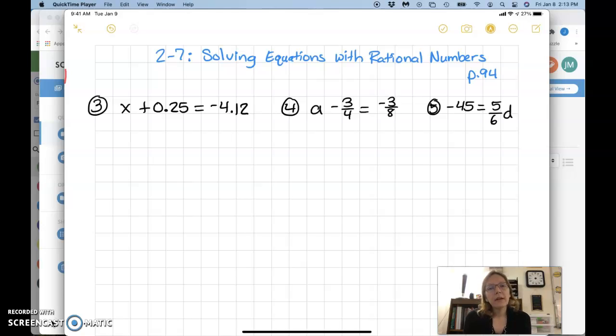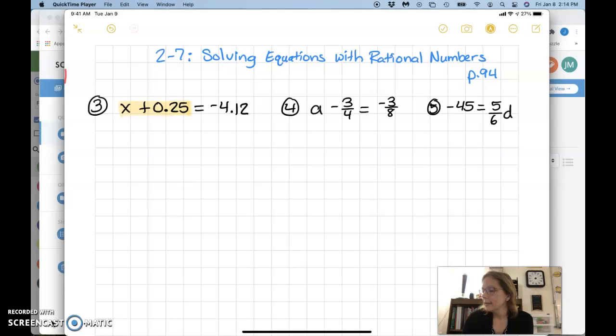Now, this is very much the same as solving regular equations with whole numbers, which we did before Christmas, maybe around Thanksgiving time. And what we need to remember when we're solving equations is the first thing you do is you look at what is happening with the variable and you do the opposite.